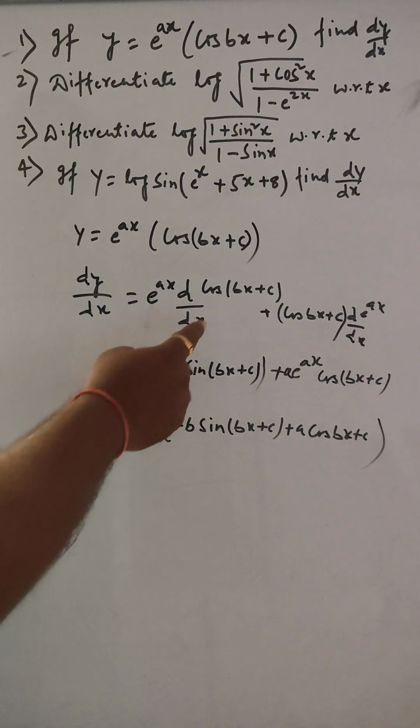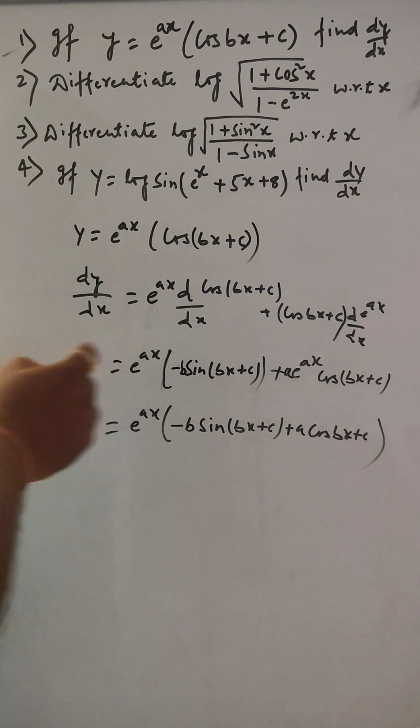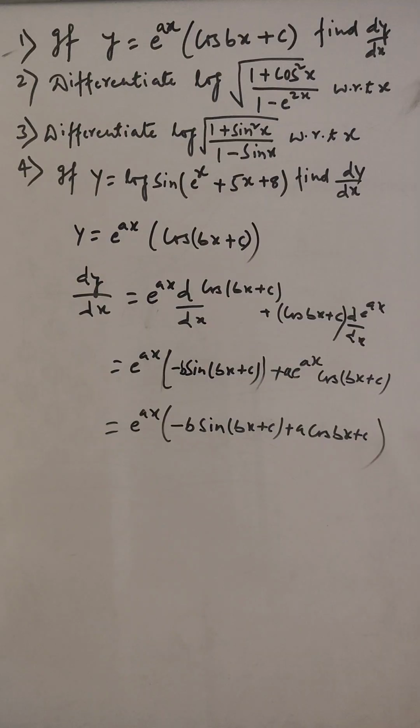Correct, right? Differentiation of cos is with a minus sign. Okay, so we'll wrap this up and start doing another problem.